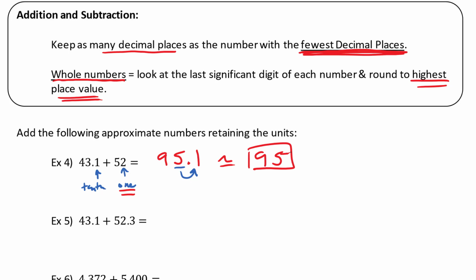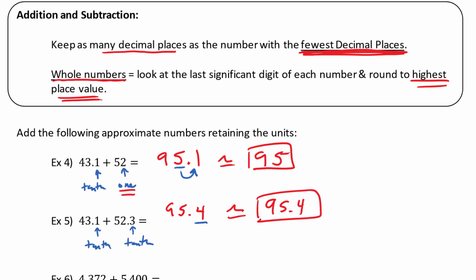Let's try the next one. 43.1 plus 52.3. So it's the same sort of question, but now I have a 0.3 in there. Let's add those together. 95.4. You can see I have 1 decimal place here and I have 1 decimal place here. This is the 10th and the 10th place value. So I'm rounding off to 1 decimal place, or I'm rounding off to the nearest 10th. In this case here, 95.4. I'm still going to write the approximation symbol to indicate that I have applied the rounding rules here.